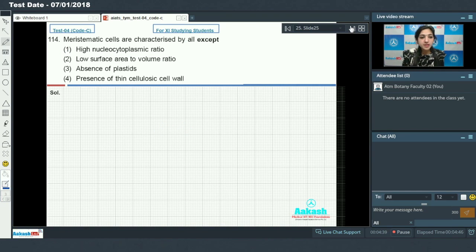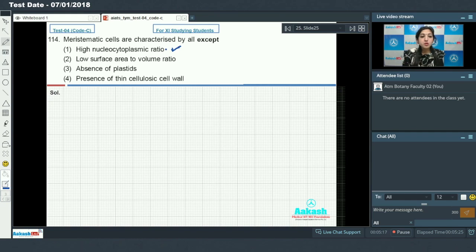Question number 114 says, meristematic cells are characterized by all except. Meristematic cells are those cells which show division. Okay, these are characterized by high nucleocytoplasmic ratio. True. What is nucleocytoplasmic ratio? Nucleocytoplasmic ratio is the ratio of the size of the nucleus to that of the size of the cytoplasm of that cell. When the cell is meristematic, or when the cell is showing division, in that case its nucleocytoplasmic ratio is high. So this is correct.